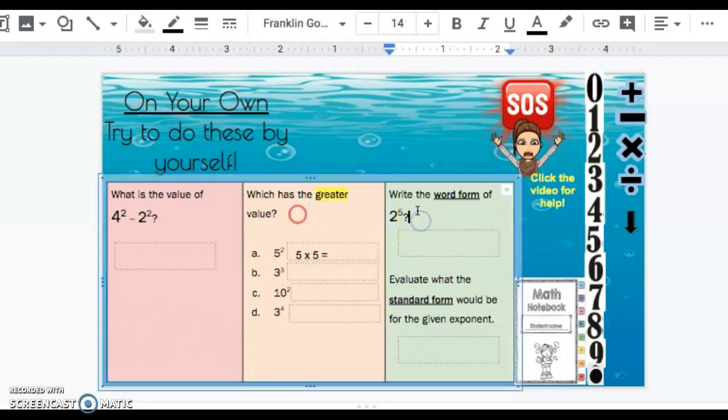The last question is write the word form of 2 to the 5th power. So if you listen to the speaker that I put here for you to be able to listen to what I'm saying, all you have to do is type what I just said for 2 to the 5th power. That's all you're going to type in this box, okay? Then it's going to ask you to evaluate what the standard form would be for the given exponent. So you're going to solve it.